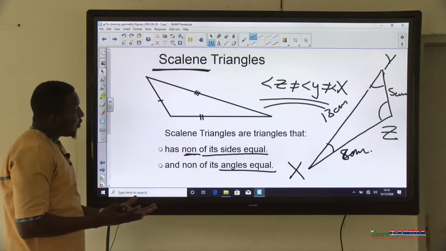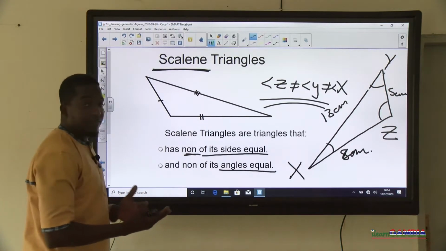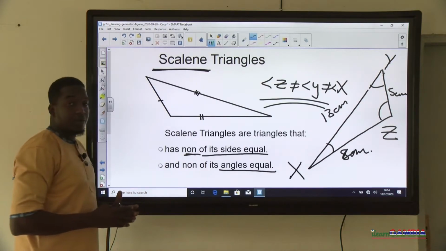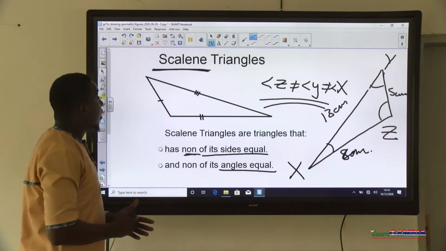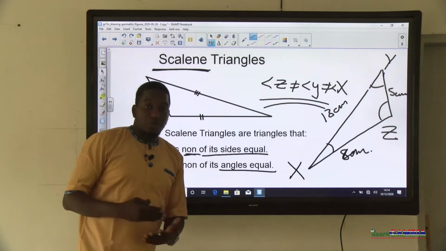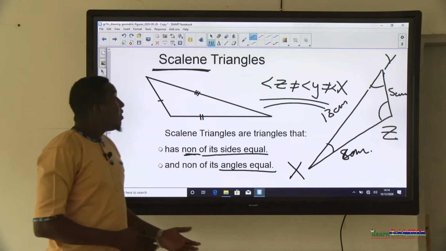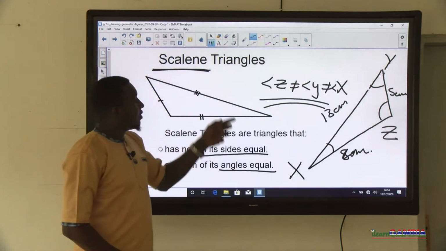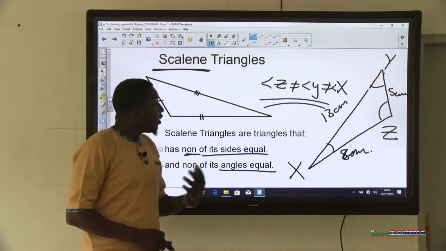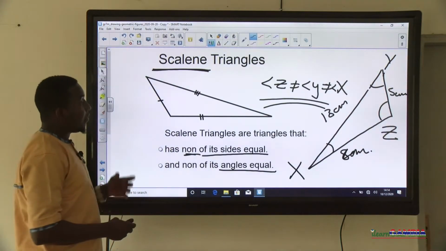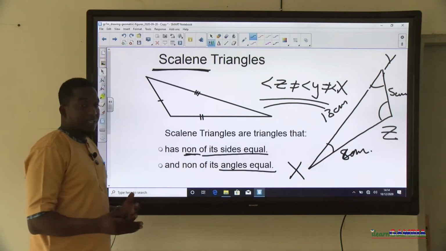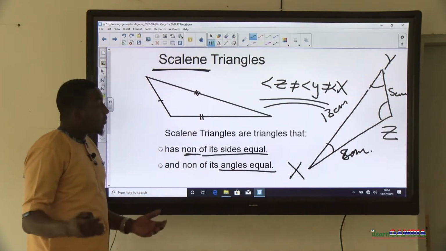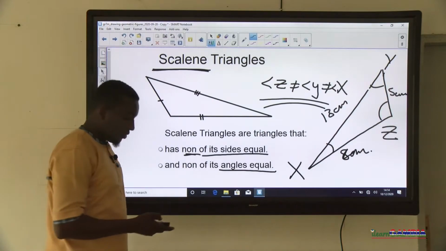If you are comfortable with measuring the angles instead of the sides, and you use probably a protractor to measure the angles, and you come to realize that none of those angles are equal in that particular triangle, then you can also conclude that it is a scalene triangle. So I hope that when we come across triangles and we are able to examine their properties, you can be able to tell what type of triangle it is.